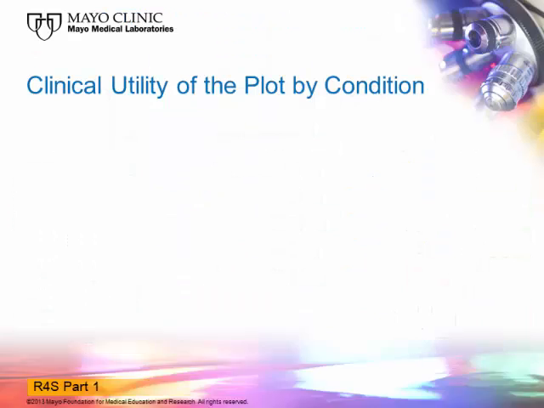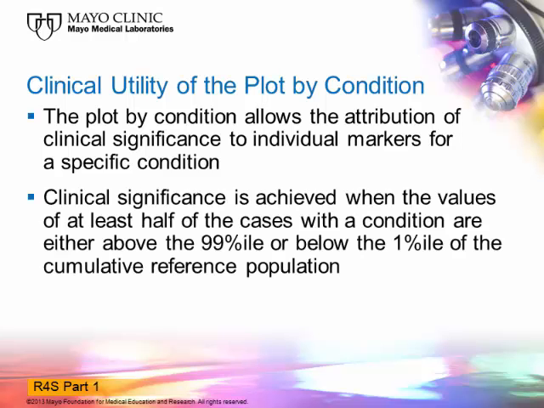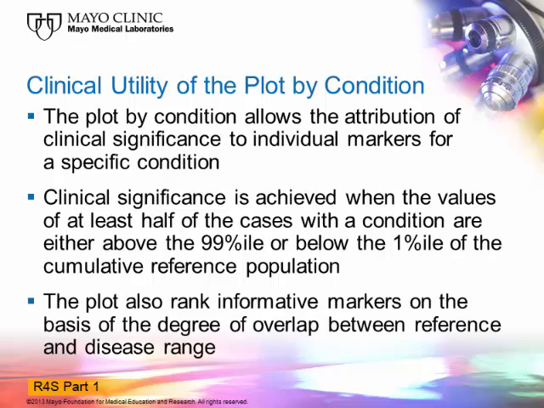This example should be sufficient to illustrate the clinical utility of a plot by condition, which is the ability to define the complete spectrum of markers with clinical significance for each condition being targeted by a laboratory test. As a reminder, the definition of clinical significance is shown here again. The added value of this plot is also the ability to rank the informative markers on the basis of a degree of overlap between reference and disease ranges.